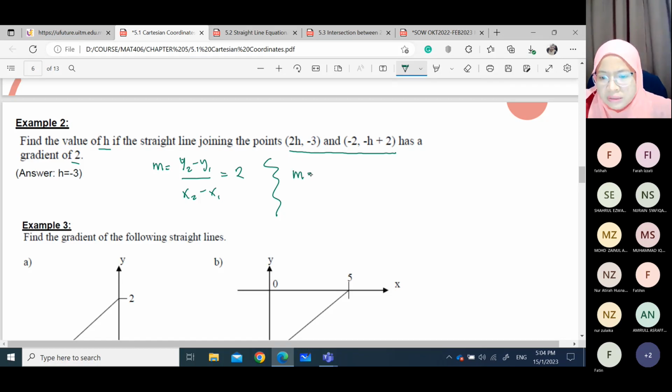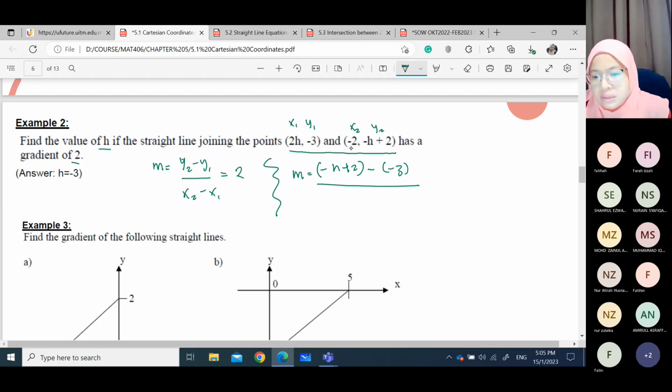Okay, so we have m equivalent with, let's say this one is x1, y1, and this one is x2, y2. So enter these values in the formula. Then here we have negative h plus 2 minus negative 3 over x2 minus x1. Our x2 here is negative 2 minus x1. So x1 is 2h. Just enter it. And it is equivalent with 2. So now we can solve for this h.